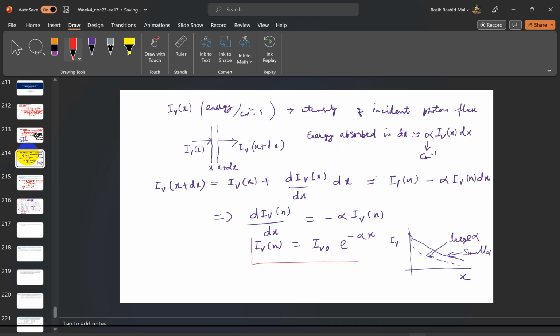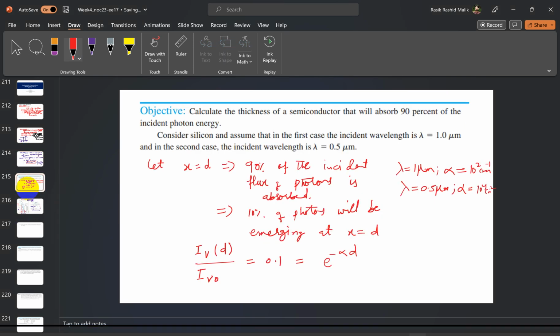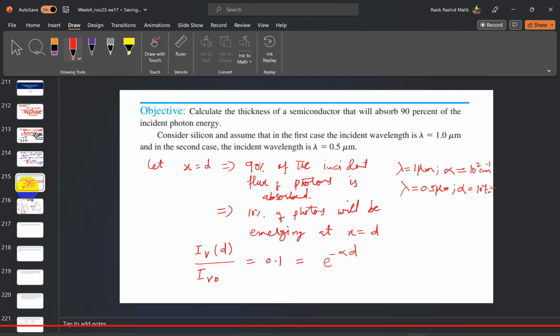IV at any position x is IV at 0 e power minus alpha x, and we now already know that IV at d is 10% of IV at 0. So that means IV at d will be IV 0 e power minus alpha d. So now we can calculate d. D will be simply, alright, we'll go to the next slide.